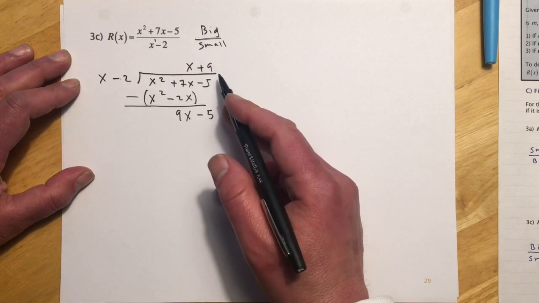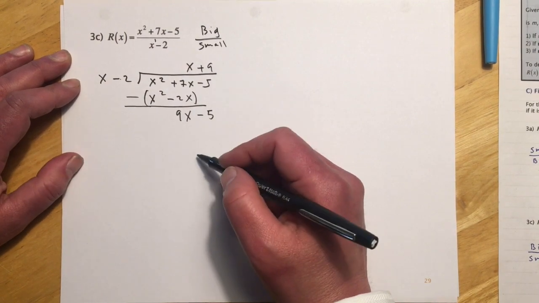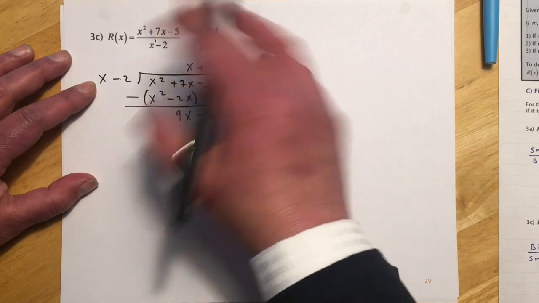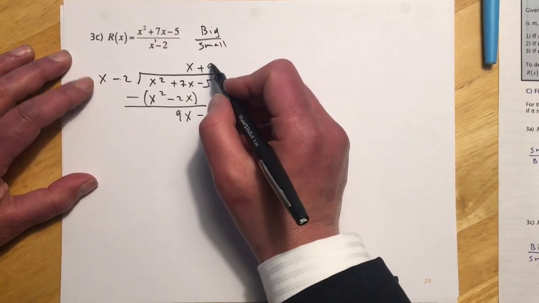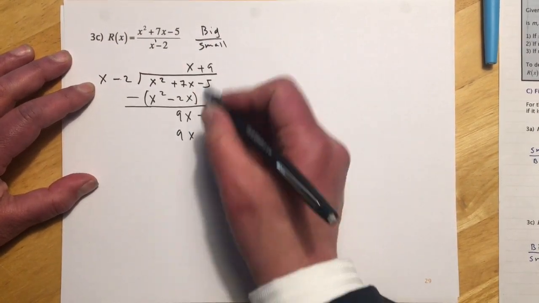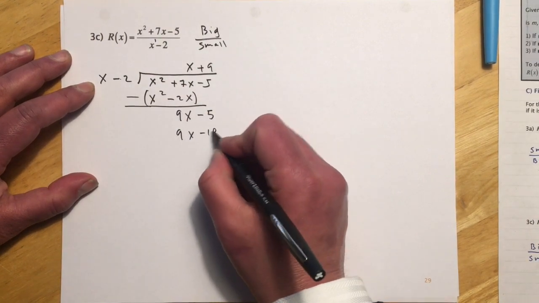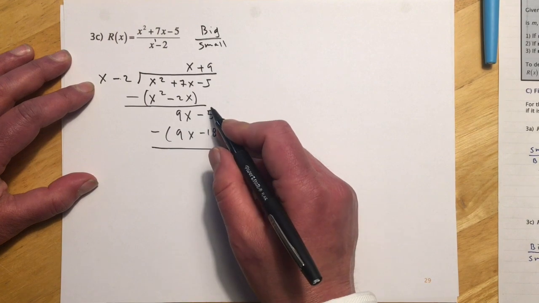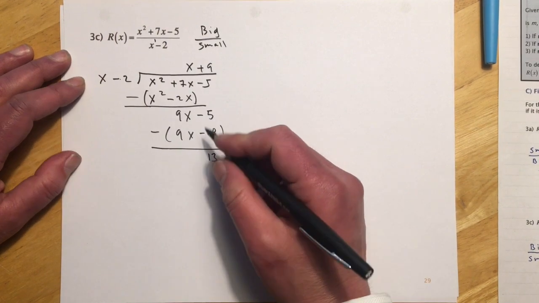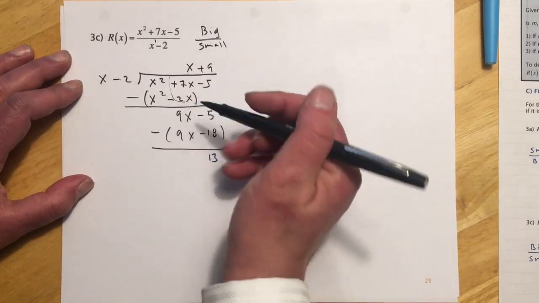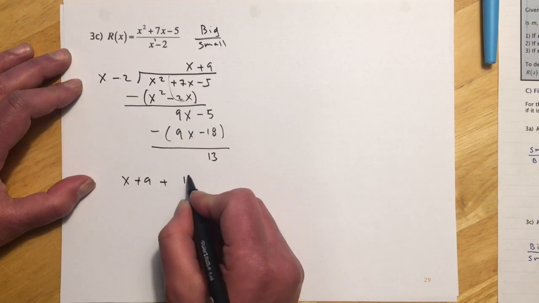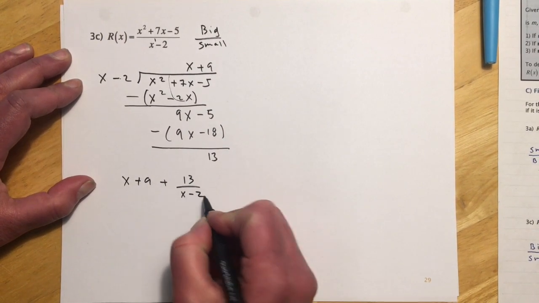And then I could finish it out from there and get to the remainder, which I guess I'll go ahead and do that. It ends up not mattering, but let me show you how come it doesn't matter. So 9x, and then that's minus 18. And minus a negative 18 makes positive 13 here. So what I got for my answer for my division is x plus 9 plus 13 over x minus 2.